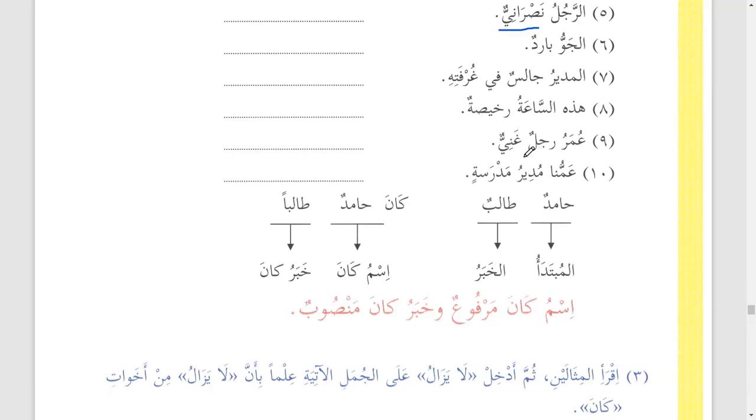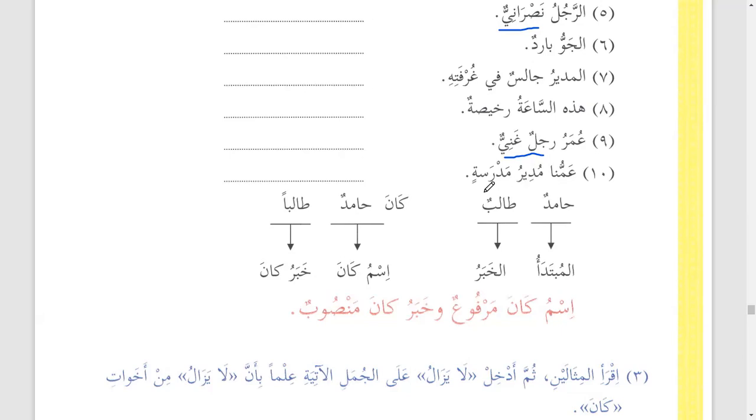Umar is a rich man, with kana. Kana Umaru rajulan ghaniyan. Because this is the adjective, mansuf and sifa have the same i'rab. So kana Umaru rajulan ghaniyan. Umar was a rich man.